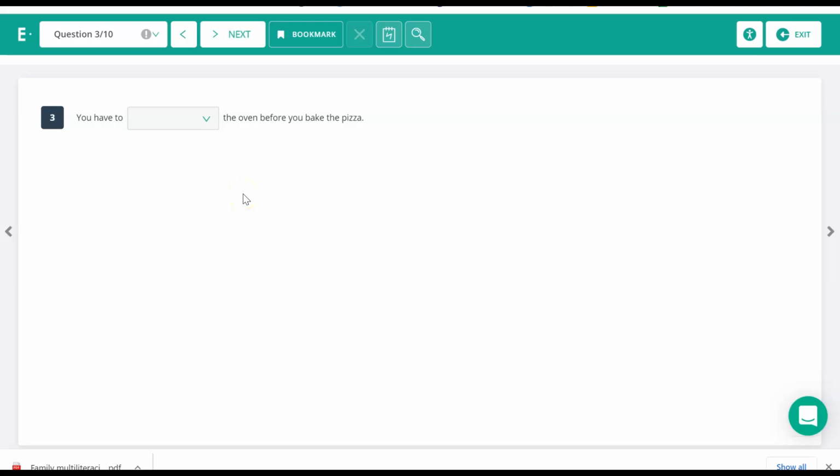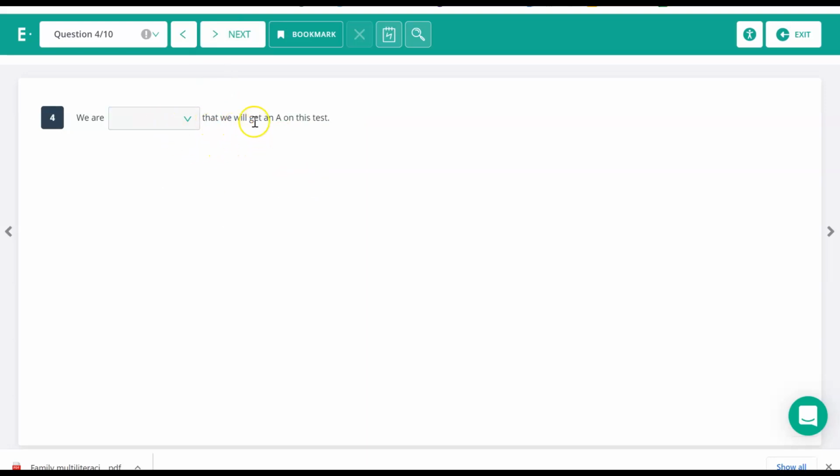Number three. You have to blank the oven before you bake the pizza. Preheat, unheat, reheat, or disheat. What do you have to do before, I see this keyword right here, before you bake the pizza? Which prefix means before? Choose the one that you think fits best. Which one means before? Then click next.